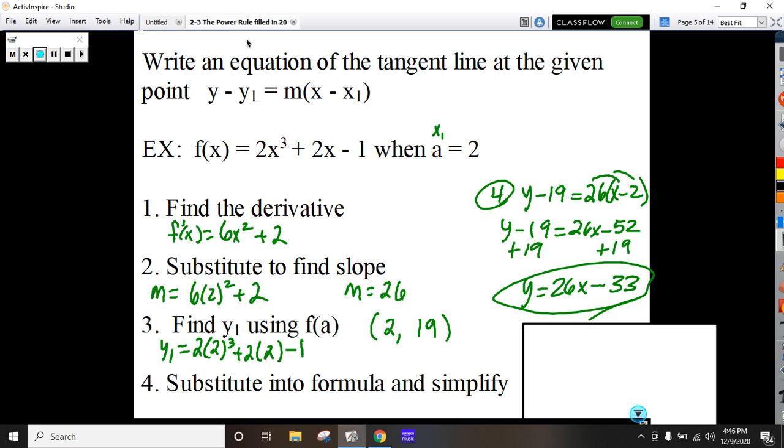So again, you know you need to do that whenever it says write an equation of a tangent line, or anytime it says equation. That's really the important word you look for when you know you need to write something like this. So like I said, that's something we've done before. Now with the power rule, it simplifies the process.